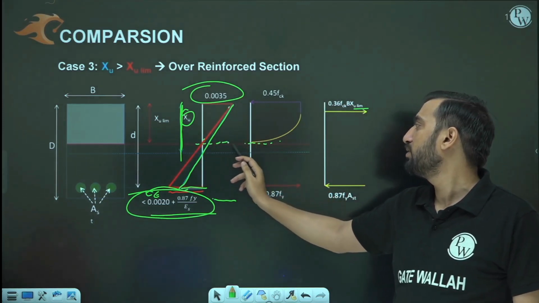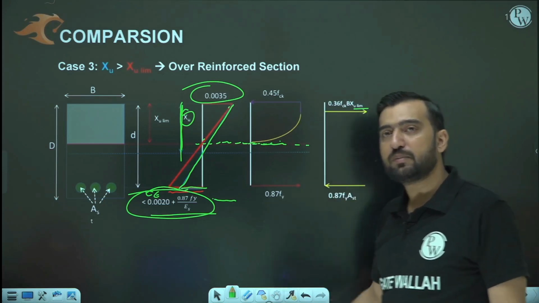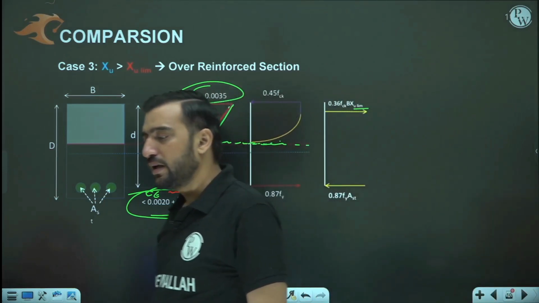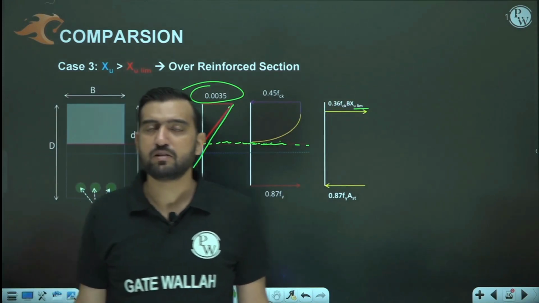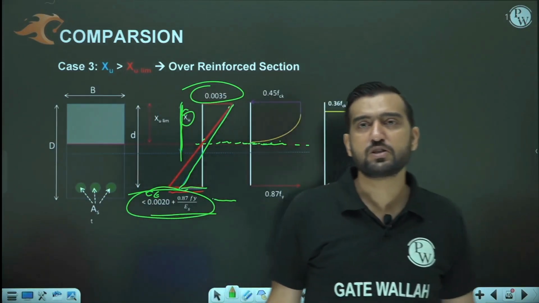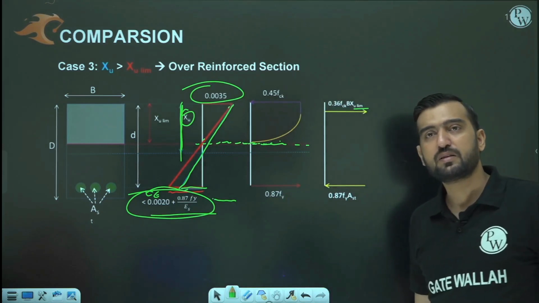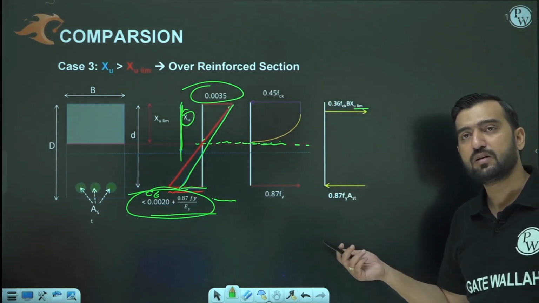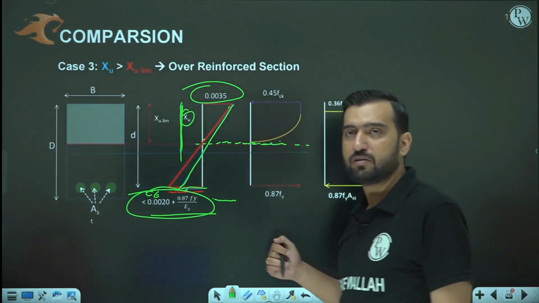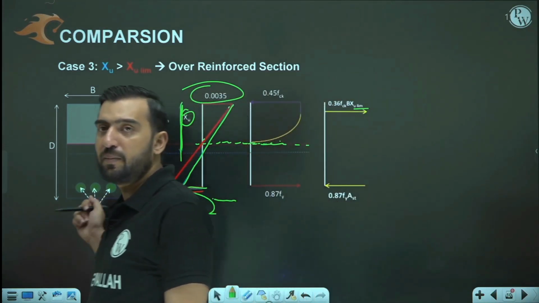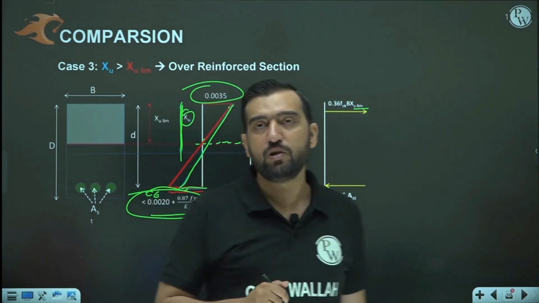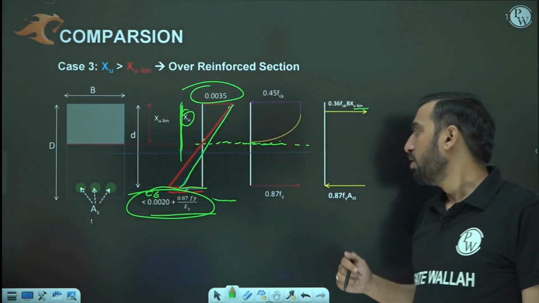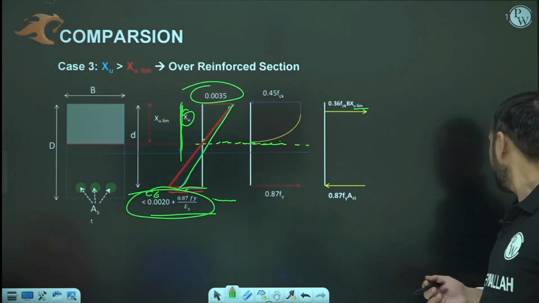So that is the reason why it is also called the limiting depth of neutral axis. In working stress method, although we have not covered it yet, as I told you earlier, I am going to take a special session on that. But in working stress method, the similar depth is known as balanced depth of neutral axis or critical depth of neutral axis. But in limit state method, we are going to call it balanced as well as limiting depth of neutral axis. Okay, we will talk about that later.